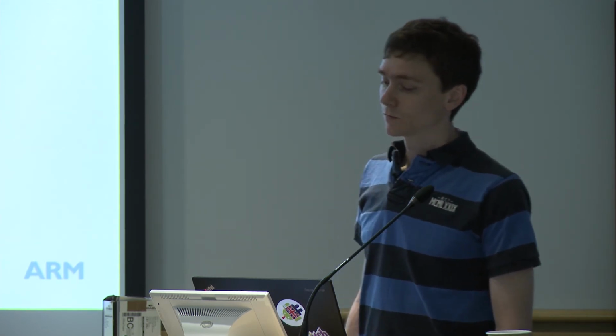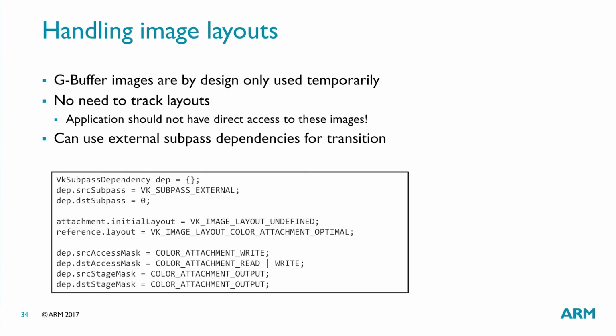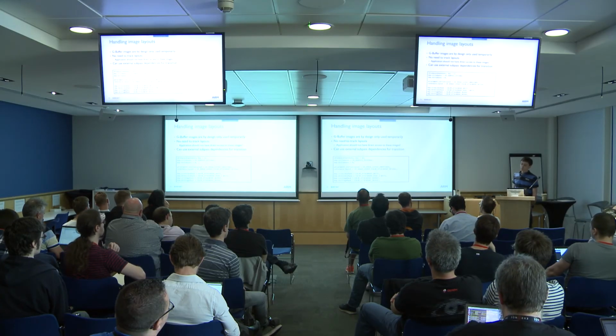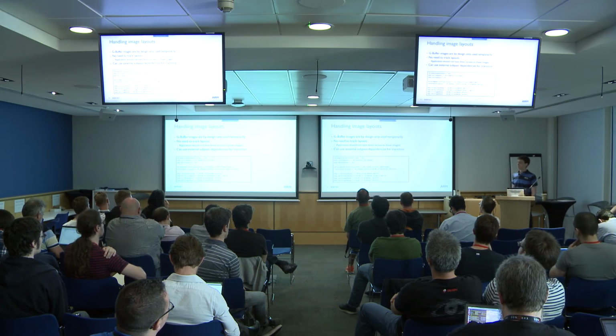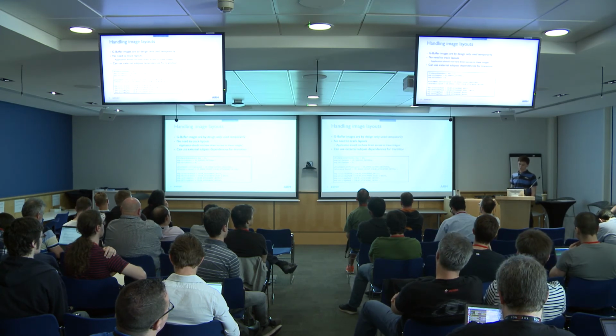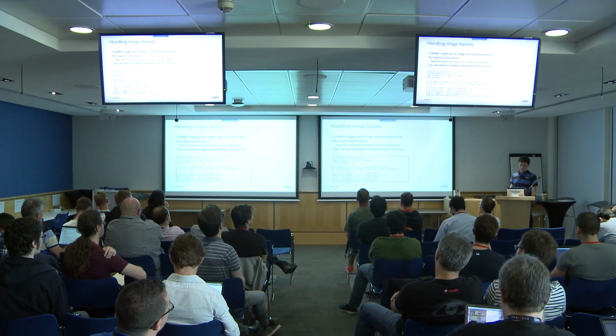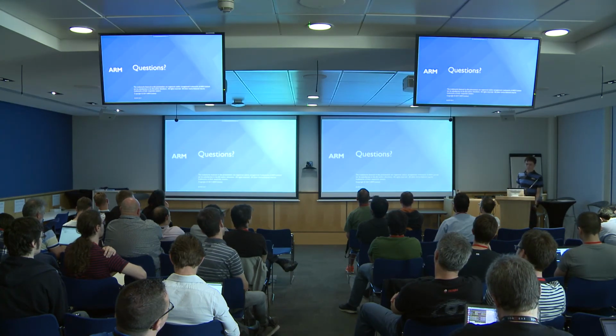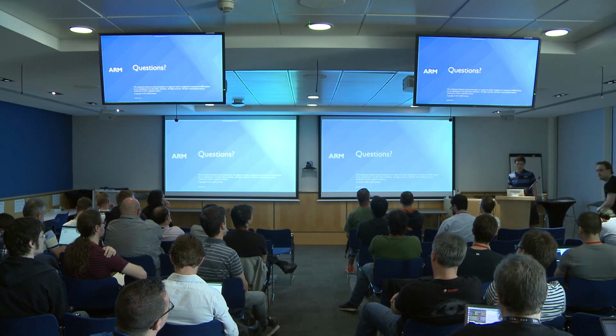Yeah, and finally some tips about handling image layouts. gbuffer images are by design only used temporarily, and since the application should not have direct access to these images, we don't really need to track these layouts. So just use external subpass dependencies for transitioning. Yeah, that was all we had.